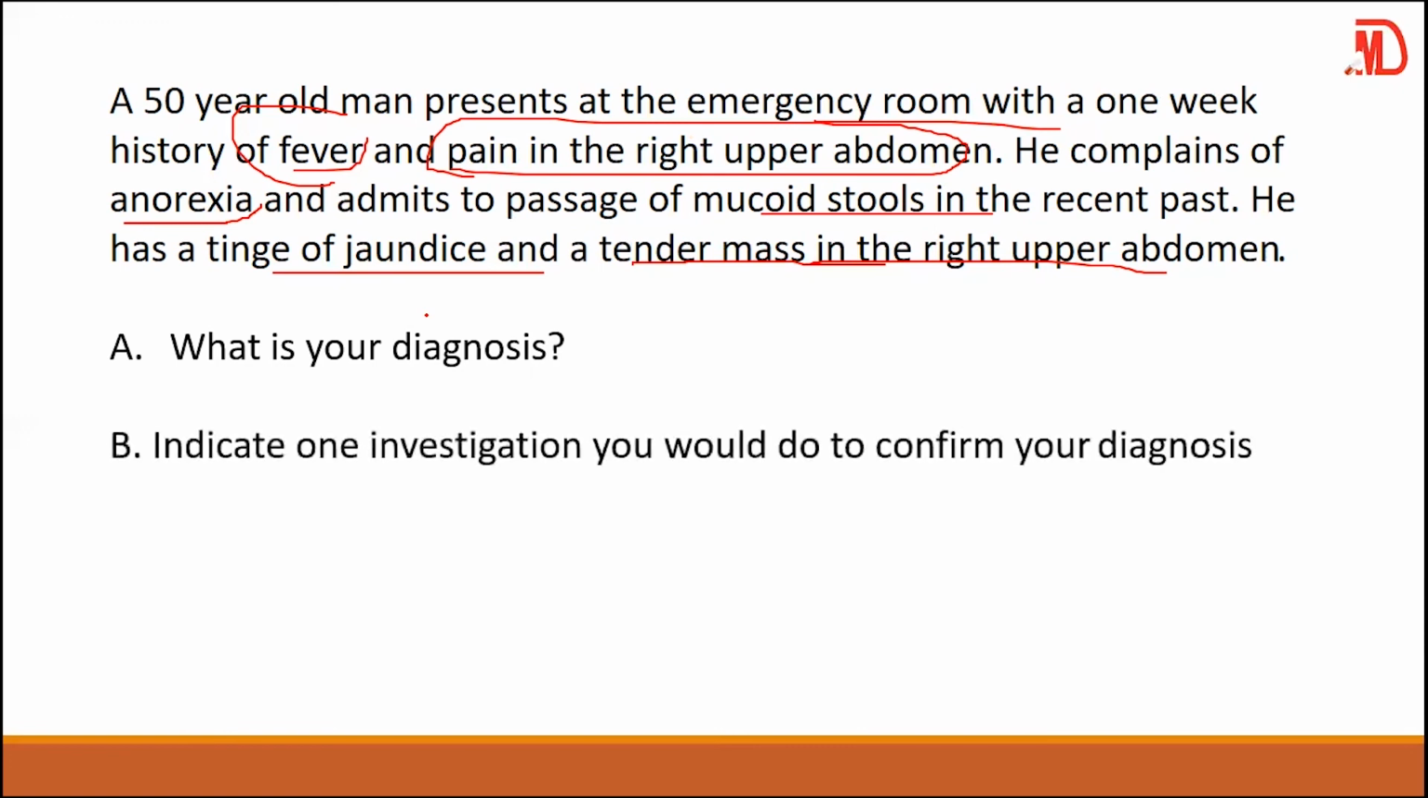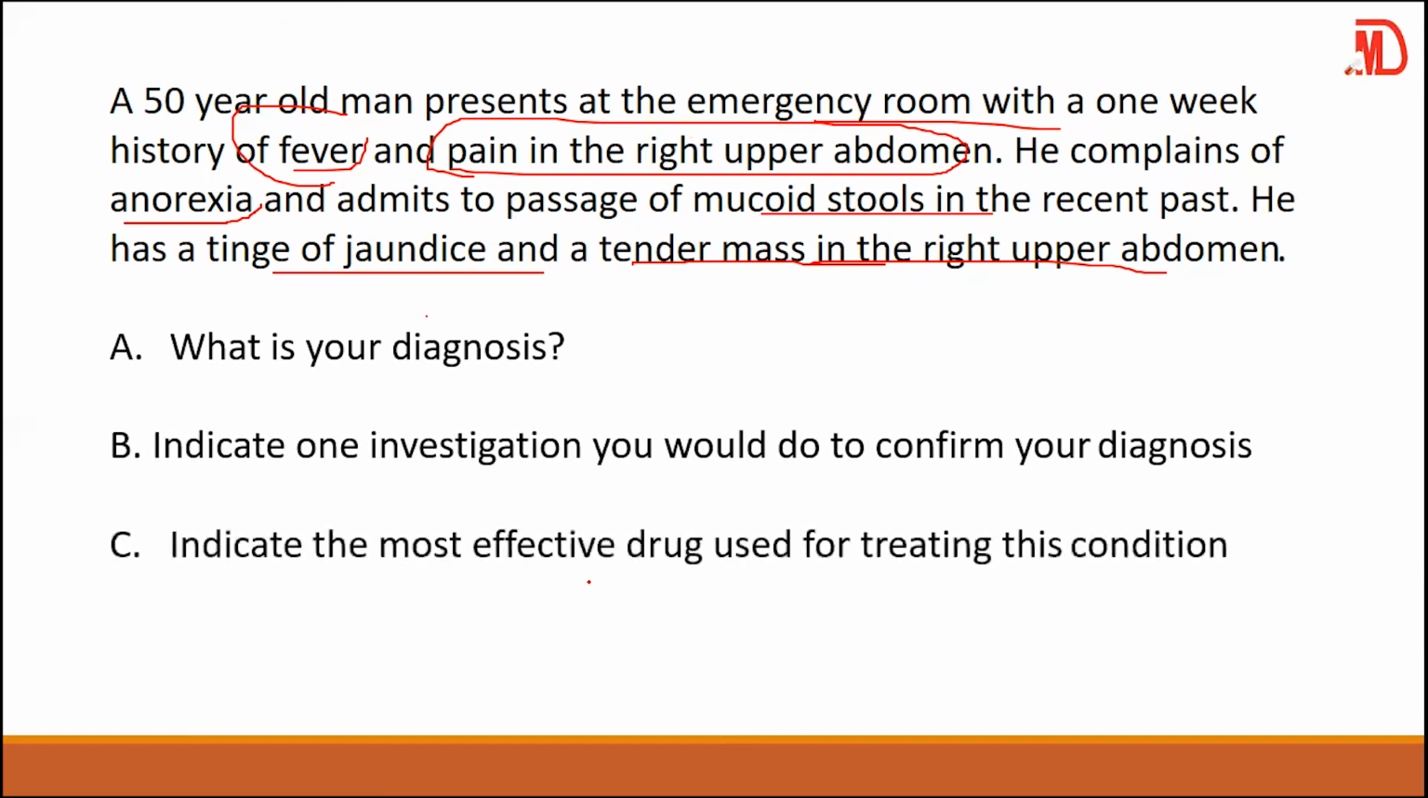So indicate one investigation you will do. Of course, an abdominal ultrasound scan. All right. Then indicate the most effective drug. So if you're thinking of amoeba, then of course, metronidazole. Very important.